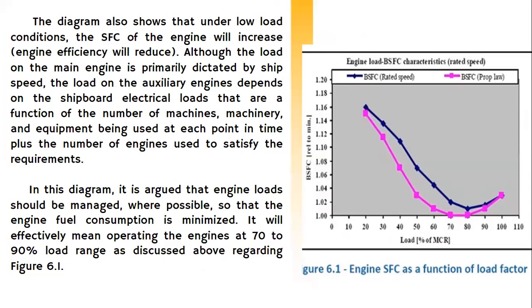So we have a diagram. The diagram shows that under low load conditions, the SFC of the engine will increase, meaning engine efficiency will reduce. Although the load of the main engine is primarily dictated by ship speed, the load of the auxiliary engine depends on the shipboard electrical loads, which are a function of the number of machinery and equipment being used at each point in time, plus the number of engines used to satisfy the requirements.